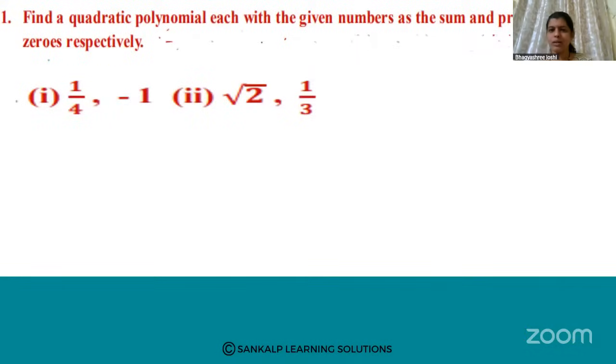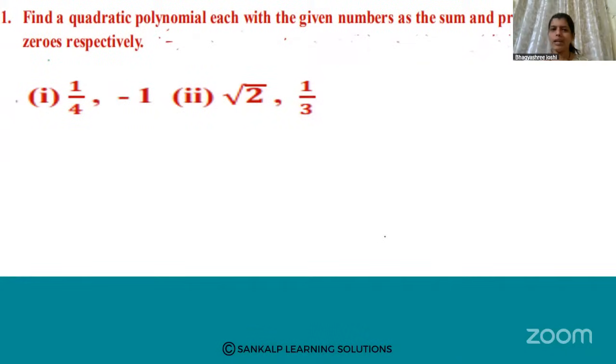This is very important. Such type of questions will be asked for 1 mark, or it may be asked in MCQ questions. So in MCQ questions they ask directly, or in 1 mark questions also they ask directly.